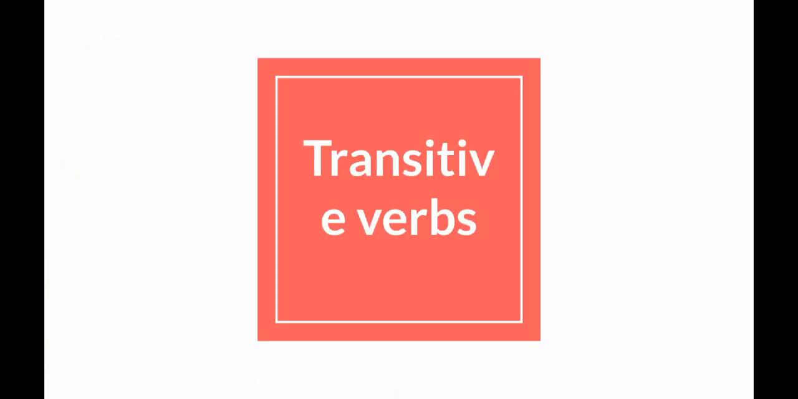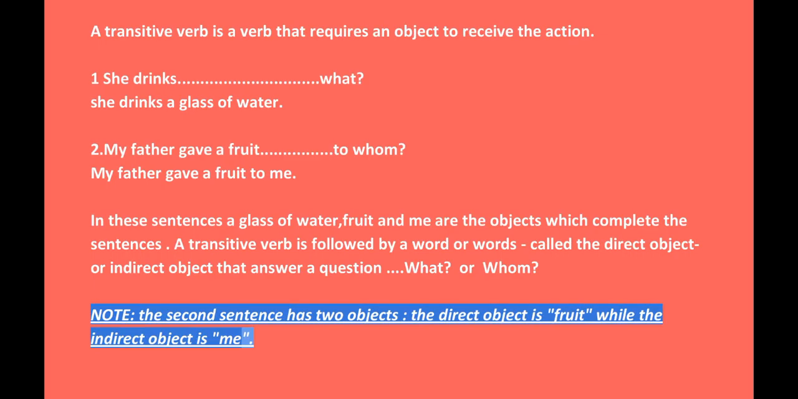So, let us start. Let us know first what are transitive verbs. A transitive verb is a verb that requires an object to receive the action. Now you will be interested to know what is an object of a sentence and how to identify the object.